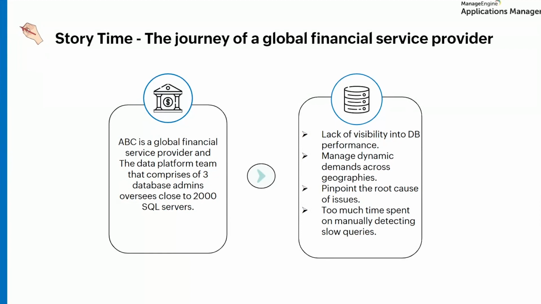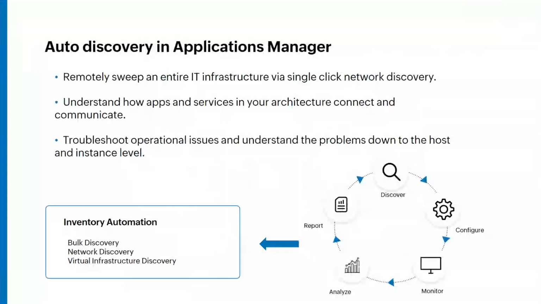Now, how can Applications Manager help them? Applications Manager can help them via auto discovery. Now, with a single click, Applications Manager can discover all the servers, services, databases, and applications that are running within their IT infrastructure. To discover resources across the IT infrastructure, we have 3 methods: bulk discovery, network discovery, and virtual infrastructure discovery.